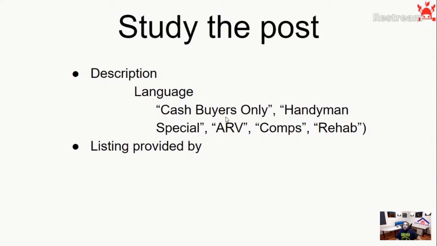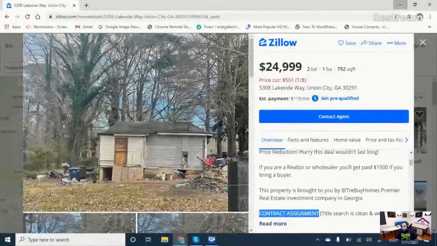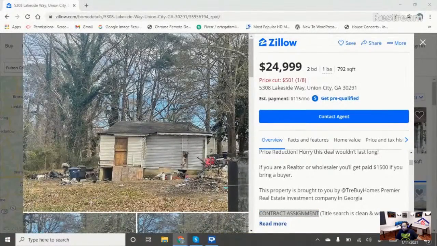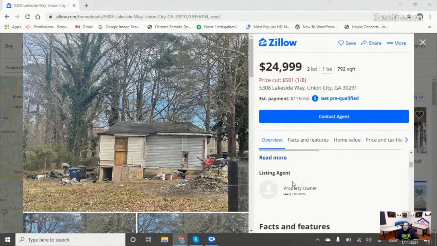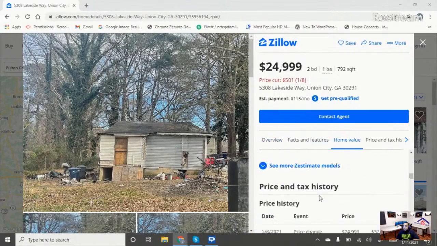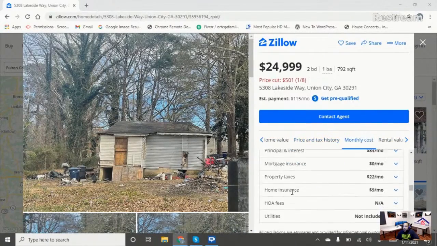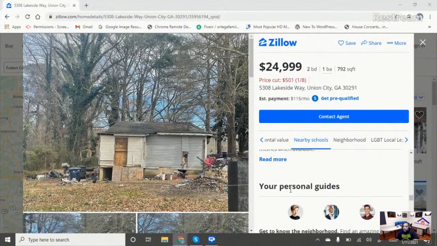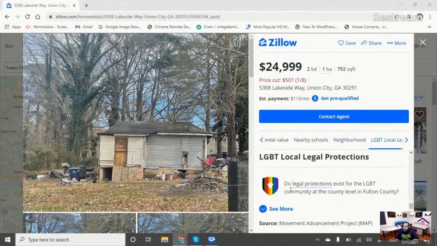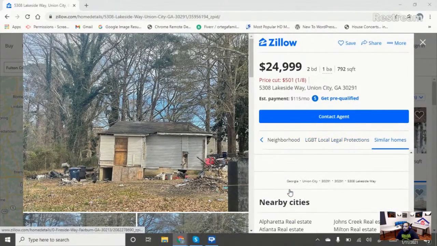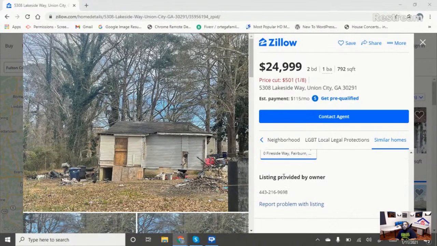All right, so the next thing we're going to look at is the listing provided by. Sometimes it says listing agent, and actually it's provided by. Sometimes it's on the bottom, sometimes it's not. I don't know why, but that's just how it works. Let's see. Yep, there you go. Listing provided by owner. So we are looking at this right here.